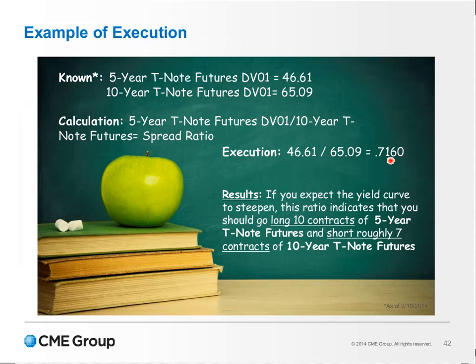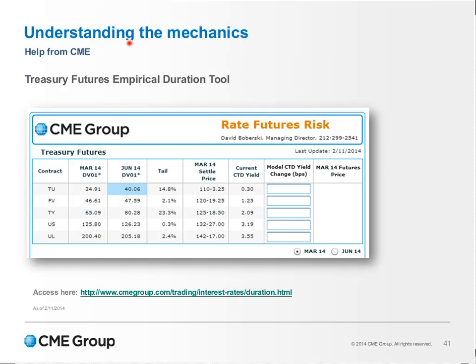So if you want to strictly express your view, not on rates in general, but on the relationship between the 5 and 10-year, and only trade that, you would go long 10 contracts of 5-years and short roughly 7 contracts of 10-years. So to expose yourself to just the yield curve movements, you want to use the dollar value ratio spread. We'll go back and look at this tool again, and we can see where those numbers came from, 46.61 and 65.09.